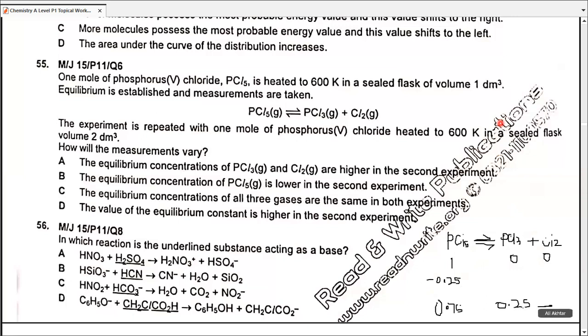So this is initially. And then they said it is repeated with 1 mole of phosphorus chloride heated to 600 Kelvin in a sealed flask, but the volume is different. So the moles formed would be the same. The only thing is that the volume is greater. It is now 2 dm cube. So the concentration of PCl5, if we divide this by 2, would come out lower in the second experiment. But in the first experiment, it would remain 0.75 mole per dm cube because there's one dm cube only. Okay. All right. That's a good way to do it.